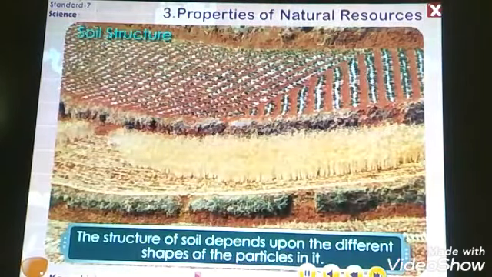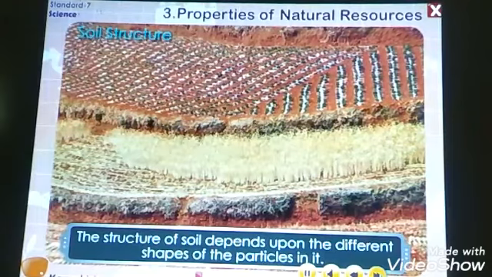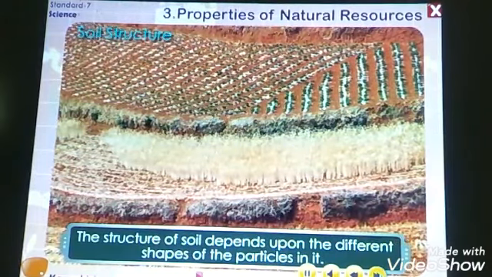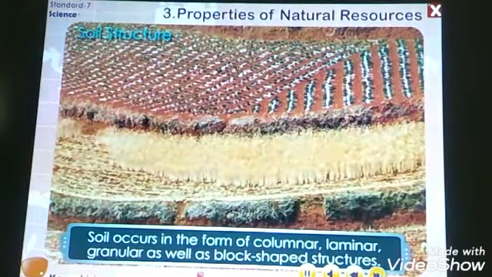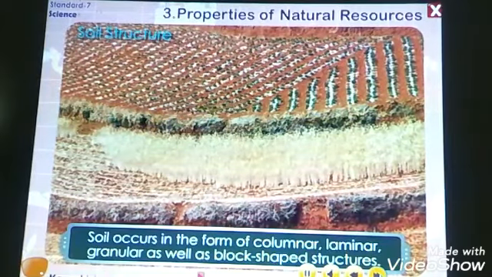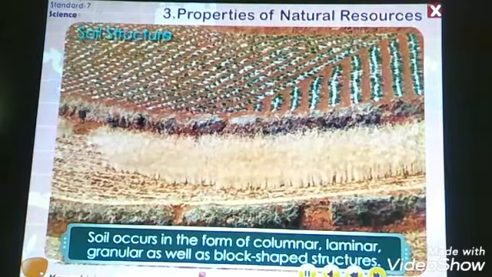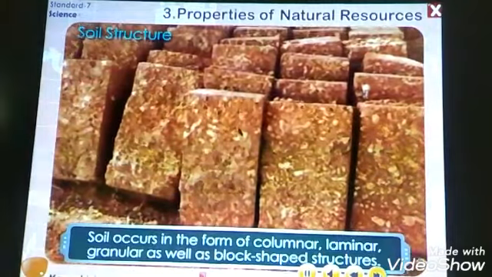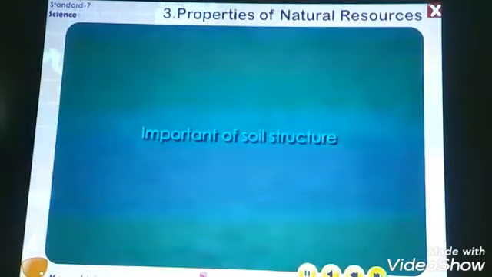Soil structure. The structure of soil depends upon the different shapes of the particles in it. Soil occurs in the form of columnar, laminar, granular as well as block-shaped structures.